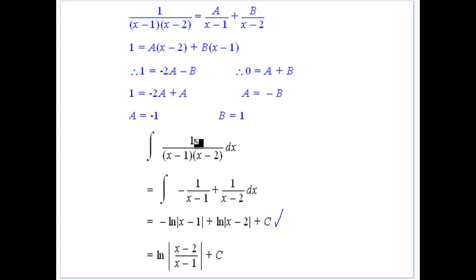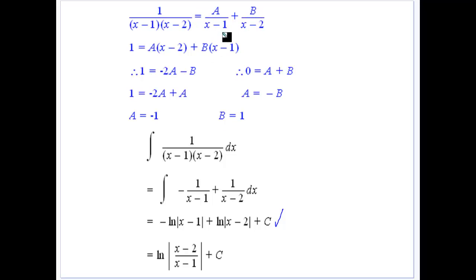Now, all these next problems rely on us to do partial fractions to solve our integration problem. So when we get the 1 over (x minus 1)(x minus 2), we know we can't integrate that. There's no way we can just integrate that as it is. We need to manipulate it. So we're going to use the partial fractions.